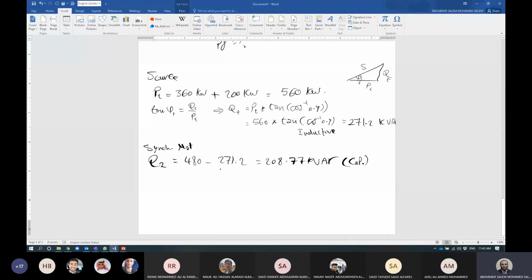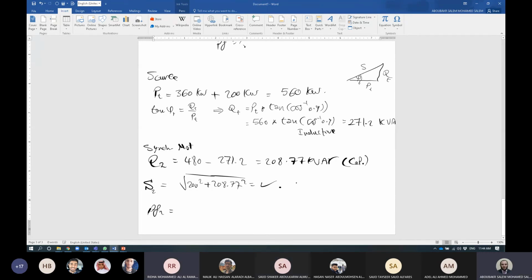and power factor. So we can say now the apparent power S of the synchronous motor, which is S2, equals the square root of P squared plus Q squared. So it's nothing but 200 kilowatts squared plus 208.77 squared, all under the square root. This is going to give you the value of S. And finally, the power factor of the synchronous motor. Can anybody calculate the value of S?